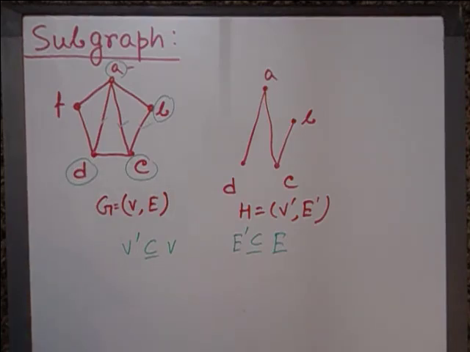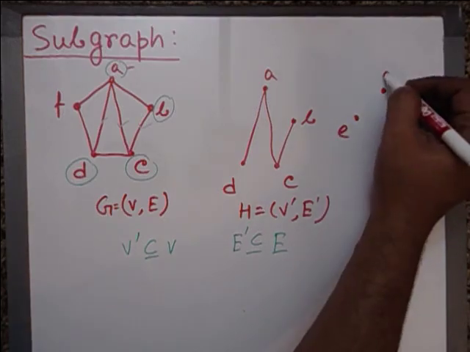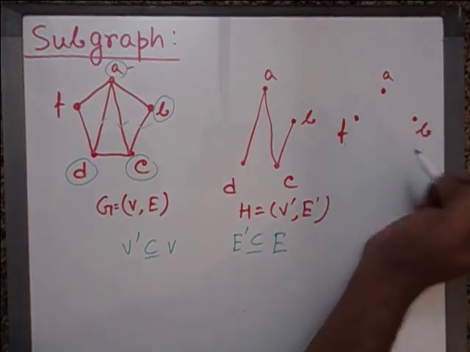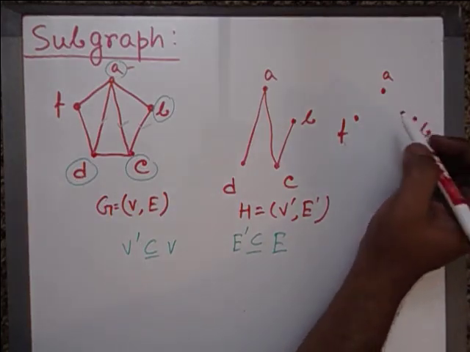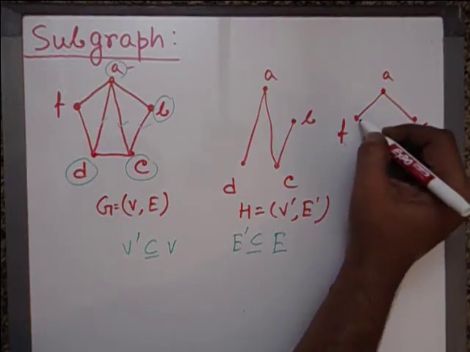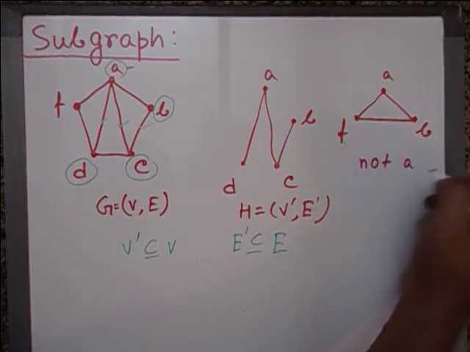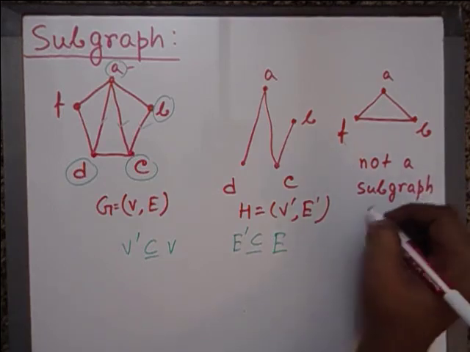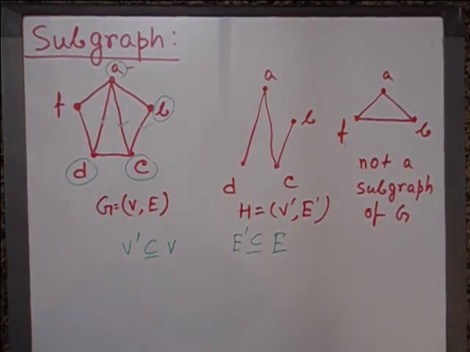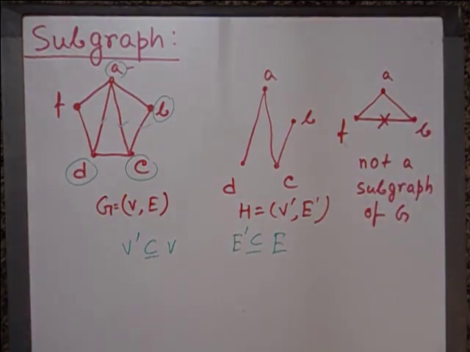Let's try one example where it is not a subgraph. Let's try to draw this. So we choose A, B and F, these 3 vertices. Now we have A to F, A to B. But the moment we put an edge between B and F, it is not a subgraph anymore. It is not a subgraph of G because the edge BF does not exist in the original graph, so it cannot exist in the subgraph. So due to this edge, this graph is not a subgraph.